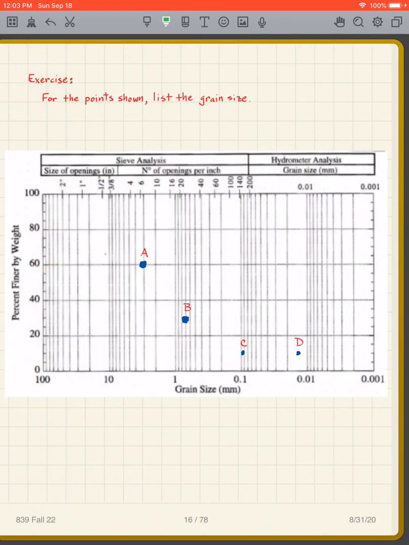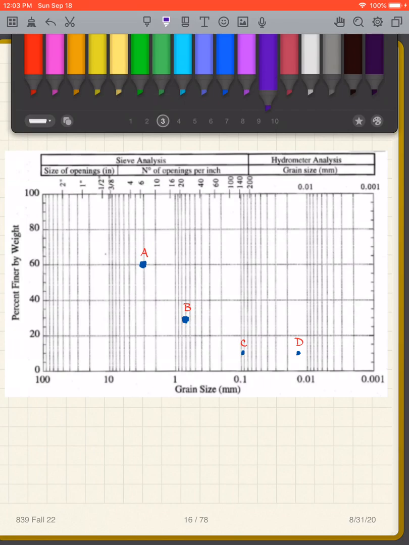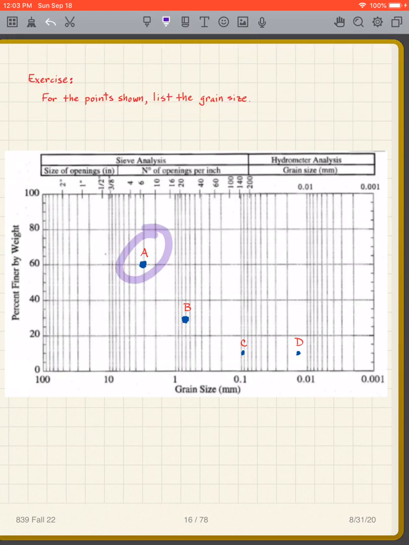Okay, so here's an exercise. What I want you to do then is you have these plots, these points here, and what I want you to do is list the grain size. How do you get that? You read down. You read the bottom x-axis. And I'll just say that to read that bottom, note it's a log plot. So everything goes up by a factor of 10 here. So we have 1, 10, 100, 0.001, 0.01, 0.1.